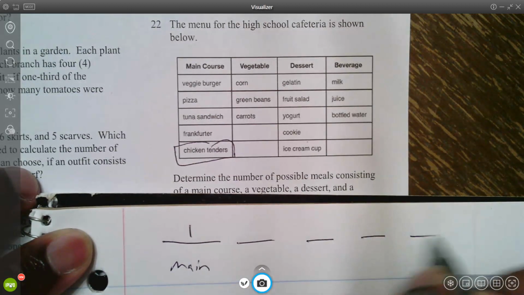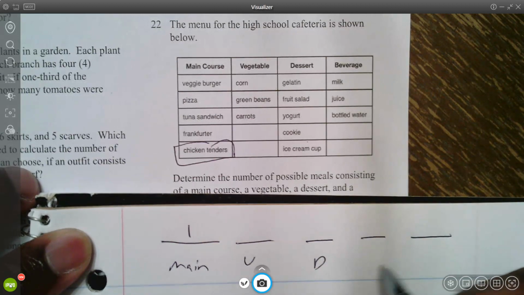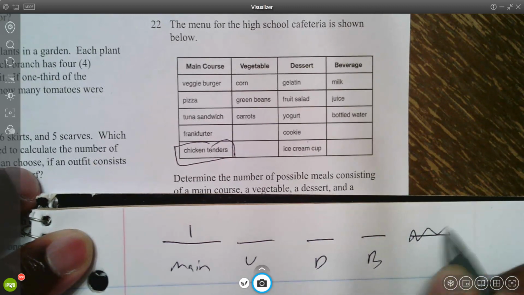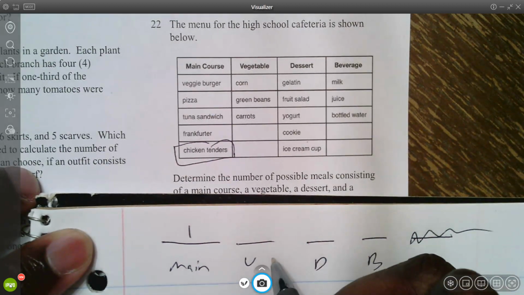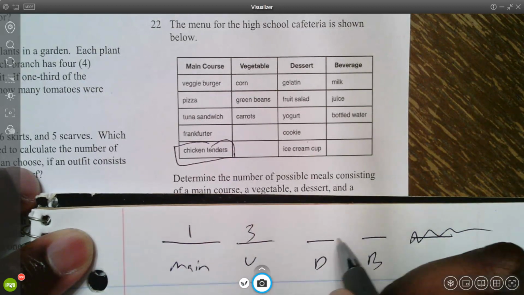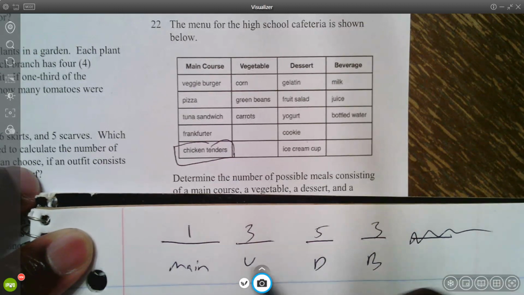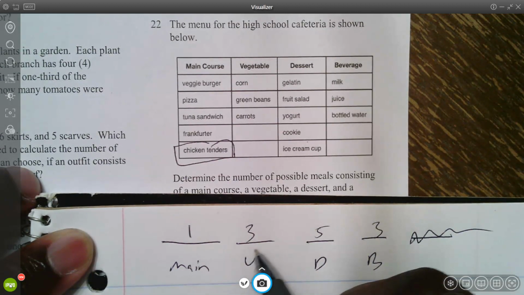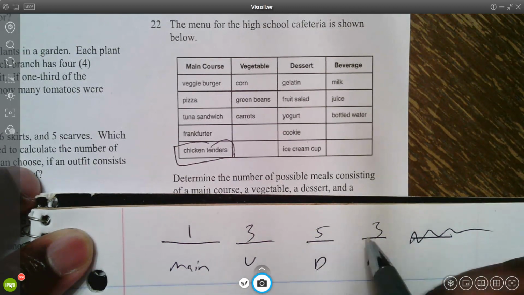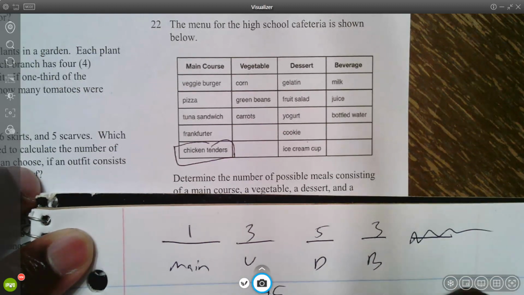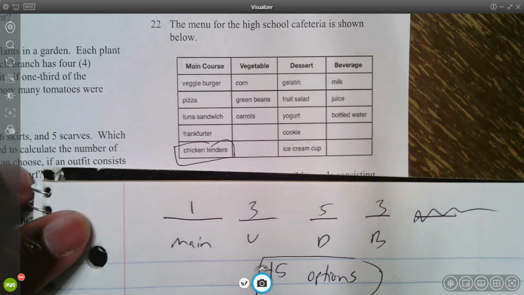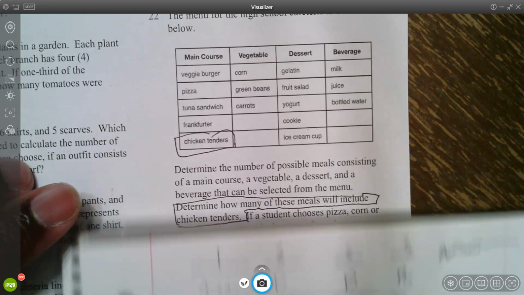And then everything else is still the same. So I got my veggies, I got my dessert, I got my beverage. So for my veggies, I still have 3 options. For my desserts, I still have 5 options. For my beverage, I have 3 options. So 1 times 3 is 3 times 5, that's 15 times 3, so it's 45 options. That includes chicken tenders. So that answer would be 45 options.